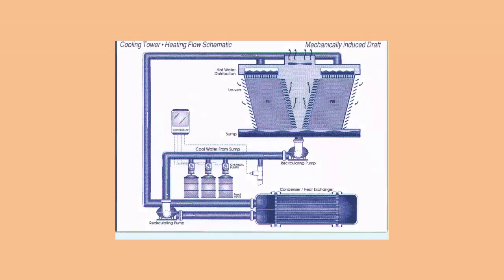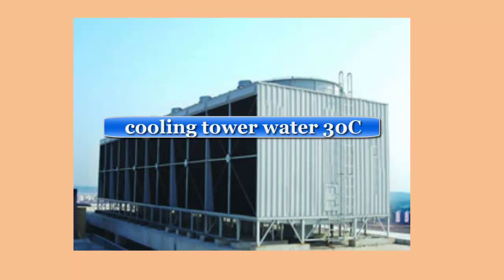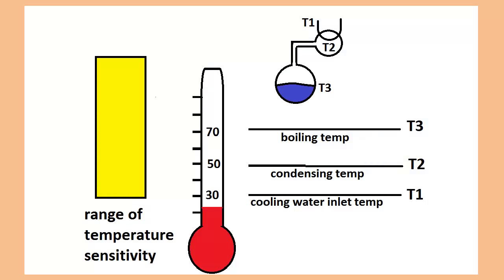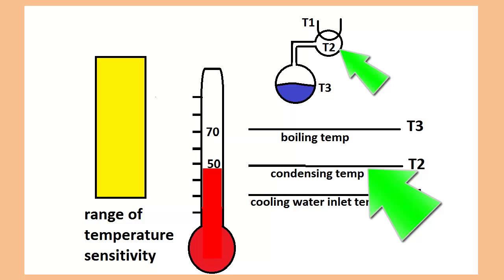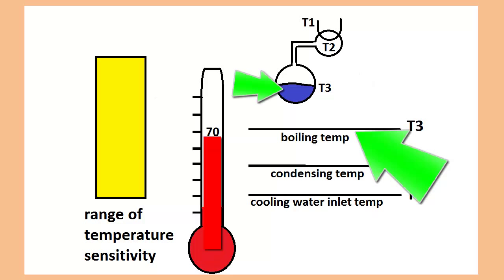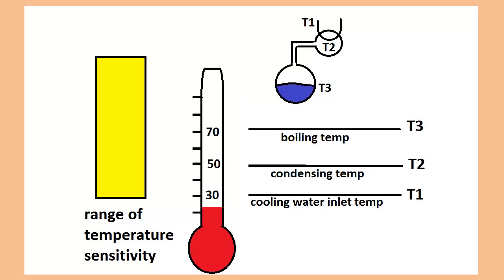Secondly, condensers are almost universally cooled by a plant cooling water system based on evaporative cooling towers, and these deliver water in summertime at 30 C. With 30 C as the cooling water inlet temperature, the condensing temperature will be at least 45 to 50 degrees C, and the minimum boiling temperature somewhere around 70 C. But as we have noted, the temperature sensitivities can be as low as 30 C.